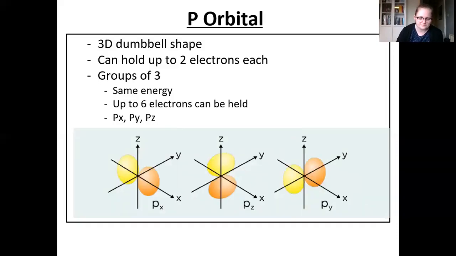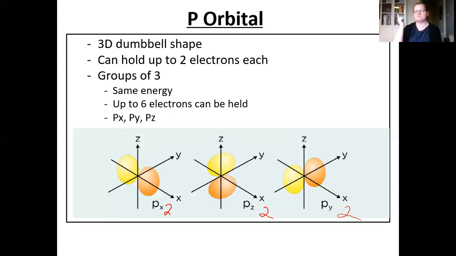So then we have our p orbitals. These have a 3D dumbbell shape. And these, again, as we said before, electron orbitals can only hold up to 2 electrons each. But our p orbitals always come in groups of 3, known as px, py, and pz. So whilst each p orbital can only hold 2 electrons each, because our p orbitals always come in groups of 3, we'd say our p orbital in total can hold up to 6 electrons. So px can hold 2, pz can hold 2, and py can hold 2. So we say in total they can hold up to 6 electrons, because actually they all have the same energy. So whilst it's px, py, and pz, they're all at the same energy level.